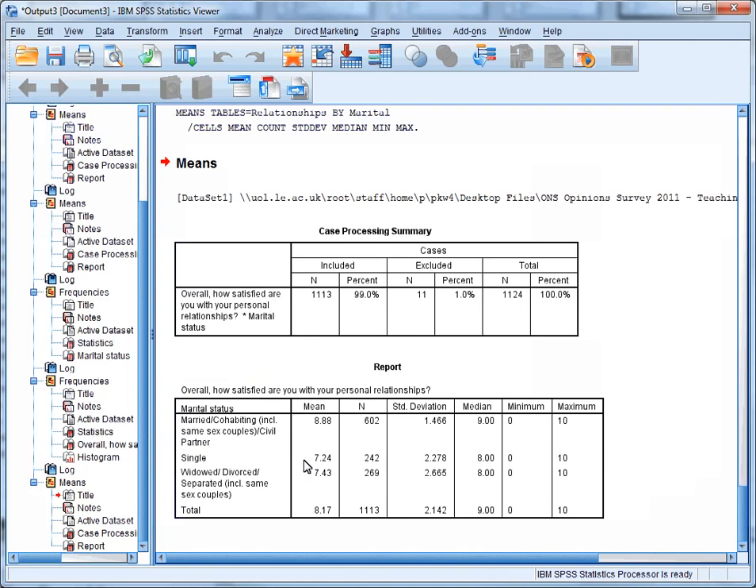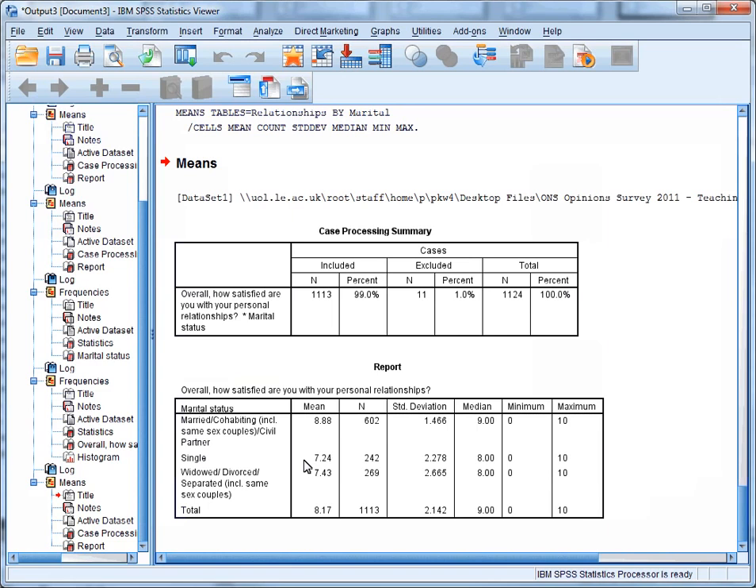We can conclude from this then that although married or cohabiting respondents are more satisfied with their personal relationships compared to the other two groups, there isn't really much difference in this respect between single respondents and those who are widowed, divorced or separated.